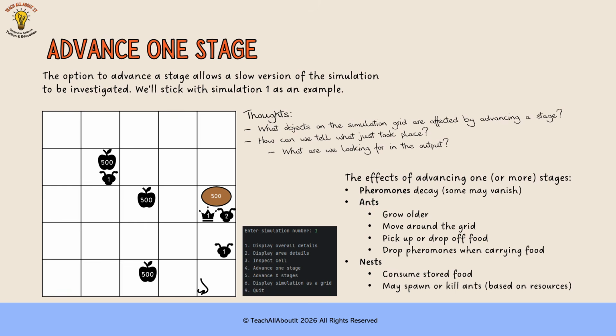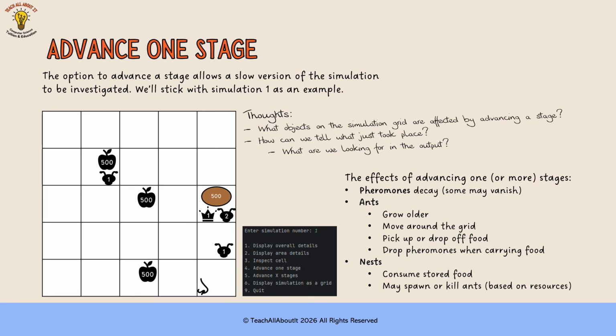So I had a couple of thoughts when I first saw this particular piece of the code: what objects on the simulation grid are affected by advancing a stage? The easy answer to this is almost everything. And every object on our grid also has its own version of an advanced stage. So this is one of those methods where I would really recommend going and having a look and seeing how they work, pull them to pieces.